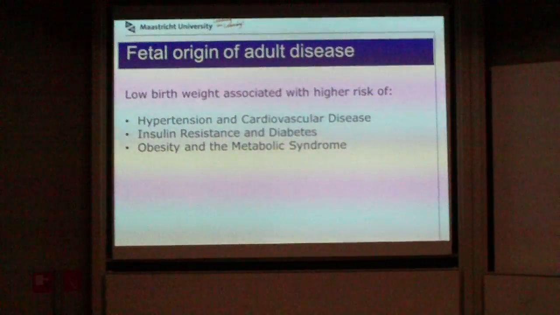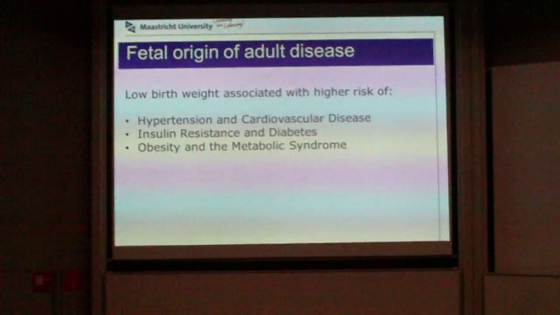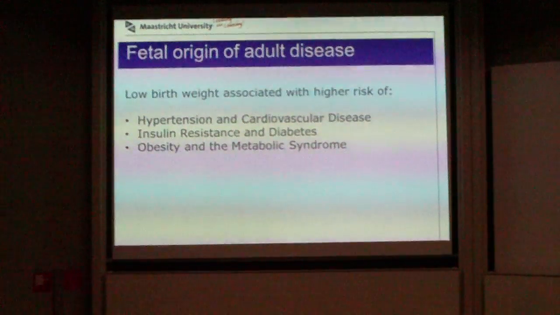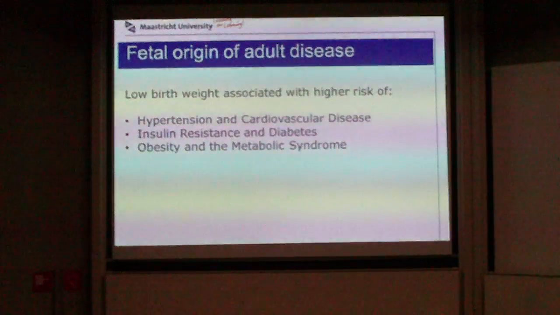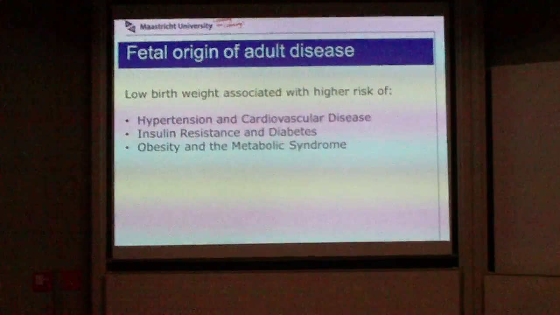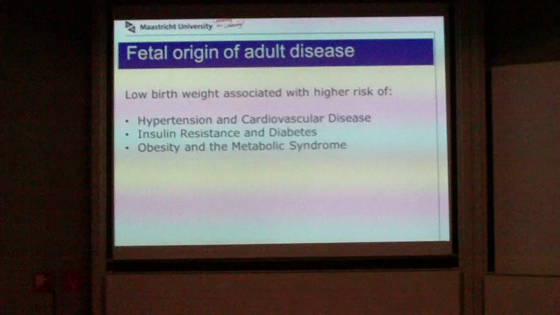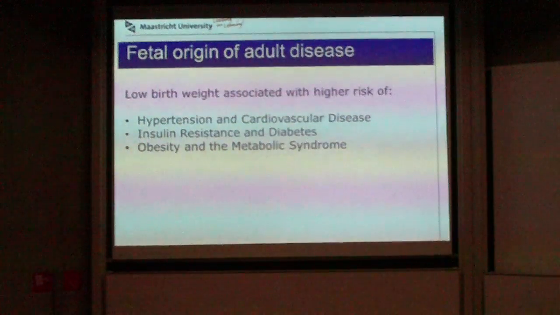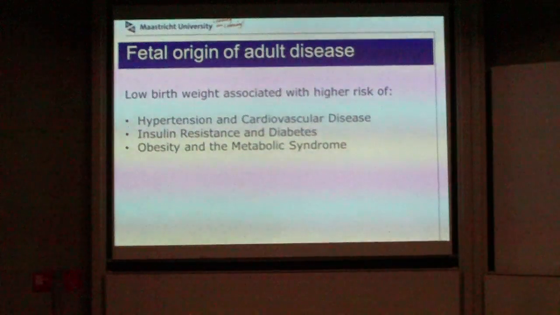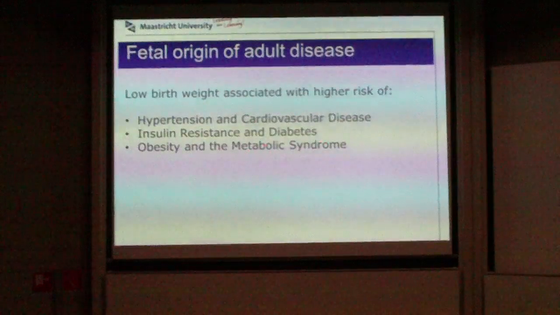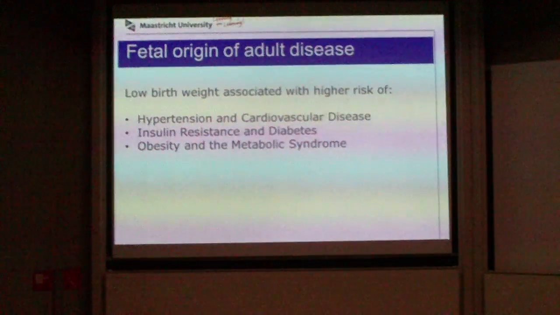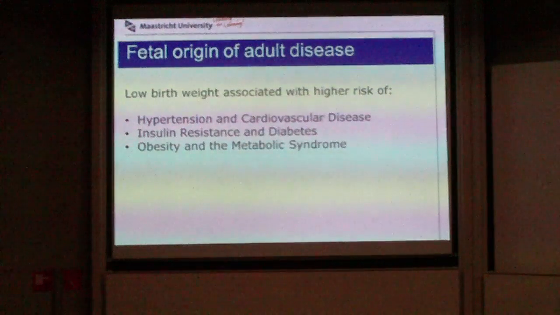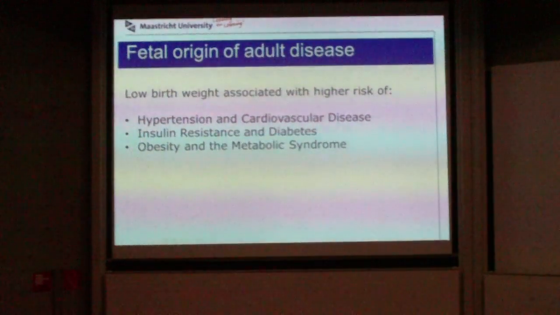So fetal origin of adult disease: low birth weight is also associated with diseases that usually occur in later life. It's not necessarily something that is related to low birth weight, something that you can measure or establish immediately, but hypertension, insulin-resistant diabetes, or metabolic syndrome occur in later life. So something is happening already in early life development as a result of environmental exposures that has a big impact on later life.